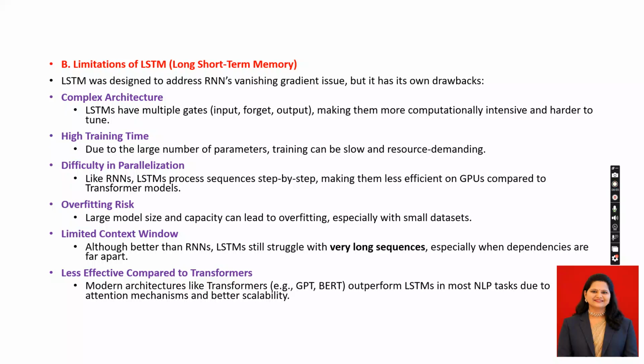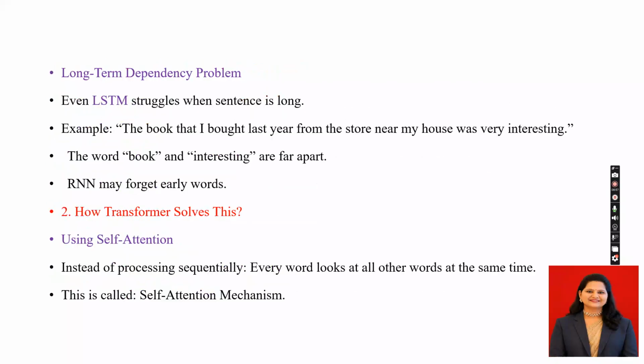Now next is the long-term dependency problem. Consider this sentence: The book that I bought last year from the store near my house was very interesting. The words book and interesting are located far apart. An RNN may forget the earlier word before reaching the end of the sentence. Even LSTM may not perfectly preserve this long-range relationship. This is known as the long-term dependency problem.